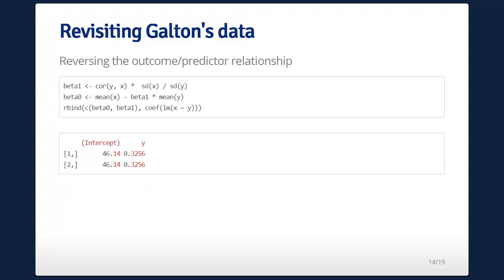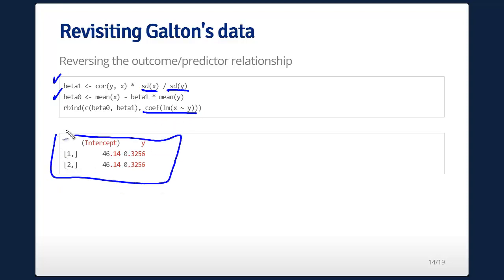Again, I wanted to illustrate that if you reverse the predictor-outcome relationship, all you've got to do is flip the standard deviations. So our beta 1 now is going to be standard deviation of x divided by standard deviation of y. Beta naught is this guy. And then I'm going to compare them to the coefficients I get. Instead of y tilde x, I'm going to do x tilde y, where x is treated as the outcome, and of course they agree again.